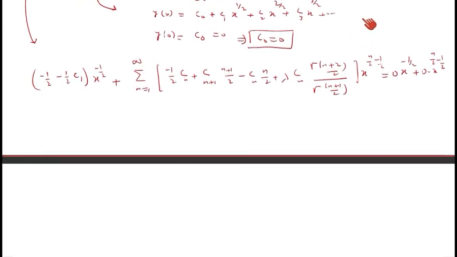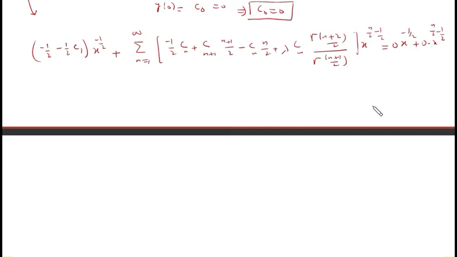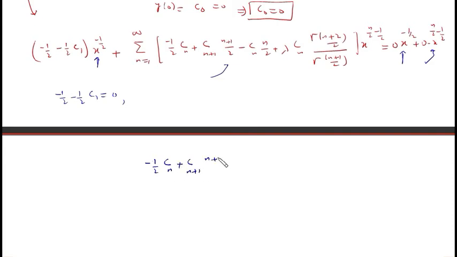Okay, now comparing the coefficients of, first compare the coefficient of x to the power negative 1 by 2, it becomes minus 1 by 2 minus 1 by 2 c1 is equal to, here it is 0, and then comparing the coefficients of x to the power n by 2 minus 1 by 2, we have here and we have here this coefficients, so it becomes minus 1 by 2 cn plus cn plus 1 n plus 1 over 2 minus cn into n by 2 plus lambda cn gamma n plus 2 over 2 and gamma n plus 1 over 2 is equal to 0.